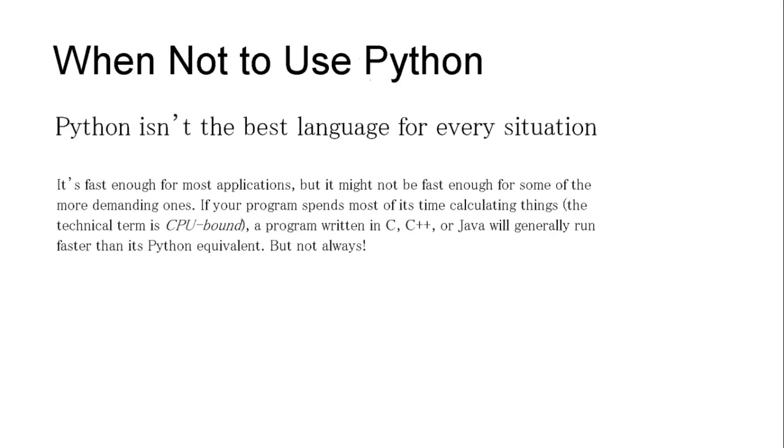It is fast enough for most applications, but it might not be fast enough for some of the more demanding ones. If your program spends most of its time calculating things, a program written in C, C++ or Java will generally run faster than its Python equivalent, but not always. Sometimes a better algorithm in Python beats an inefficient one in C. The greater speed of development in Python gives you more time to experiment with alternatives.